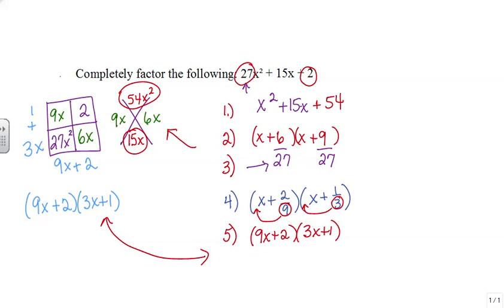Now, some students are more comfortable with box and diamond because they've been doing it for a while. Some students like the second method better because it's a lot quicker and they don't have to think about what each row or each column has in common to factor out. So pick the method that you like the best and have fun with it.